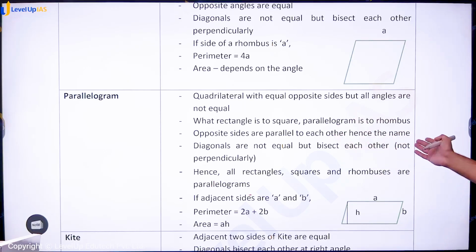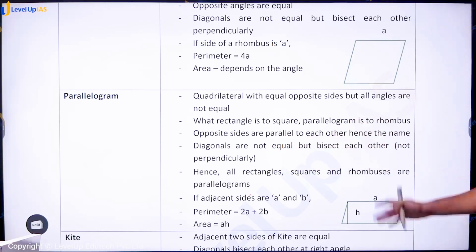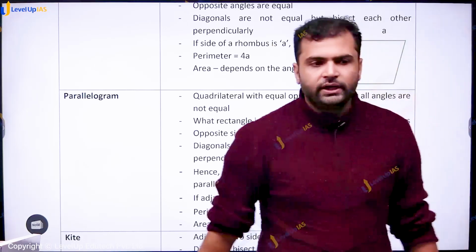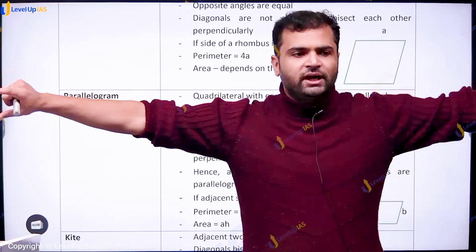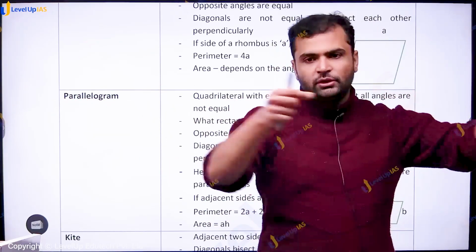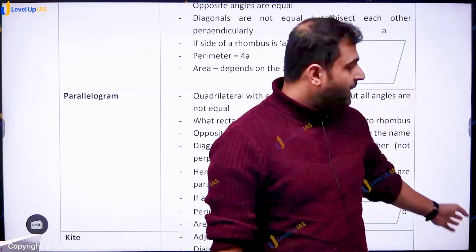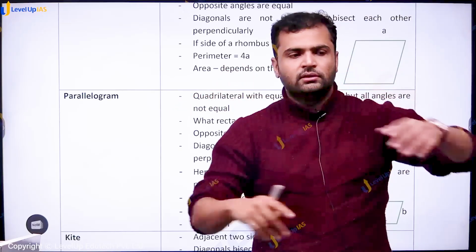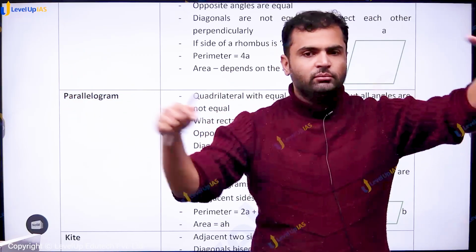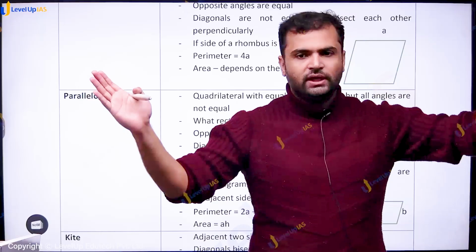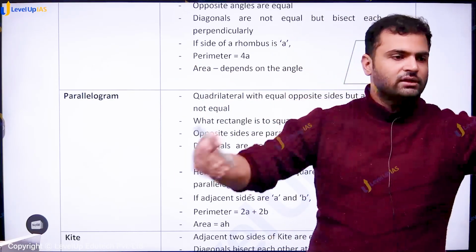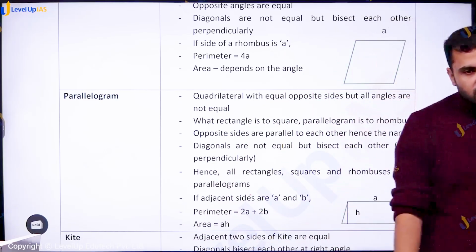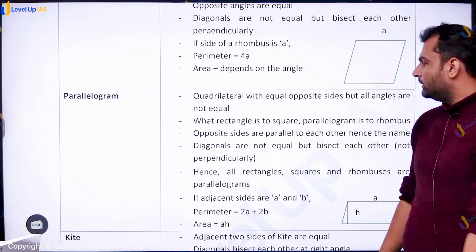Opposite sides are parallel to each other. Diagonals are not equal but bisect each other. Again, not perpendicularly. In rectangle also we didn't have perpendicularity, because we can have very flat rectangle. It is not possible to cut rectangularly. Similarly, a parallelogram, we can have very flat parallelogram with very small edges, very small breadth but very long length. So we cannot have diagonals always cutting each other perpendicularly. That is why diagonals bisect each other, but they do not bisect perpendicularly.